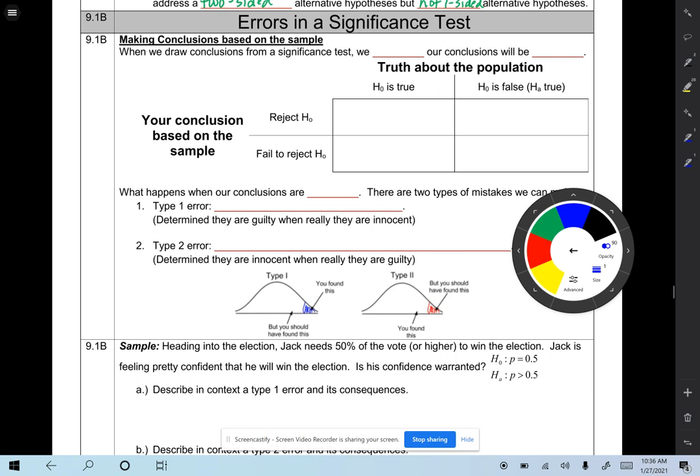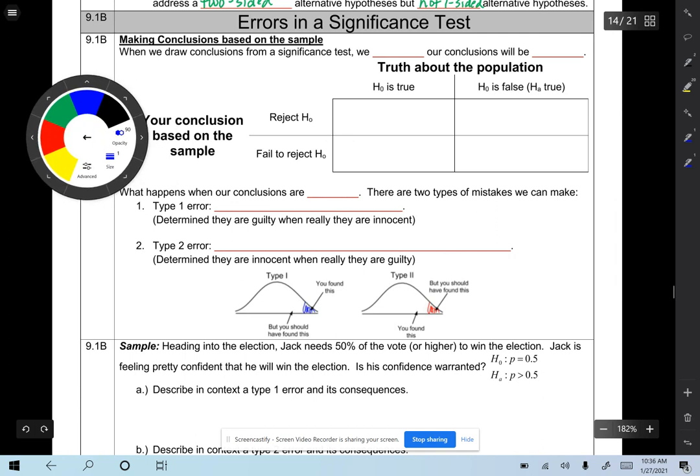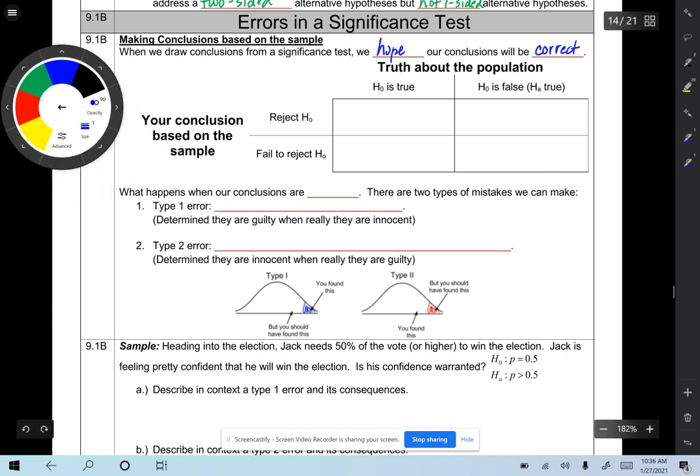Hello, AP Stats students. Last time we talked about completing a significance test. Today we're going to talk about errors in a significance test. When we draw conclusions from a significance test, we hope our conclusions will be correct. So we have this truth about the population, but rarely do we know what that truth is. And then we have our conclusion based on the sample.